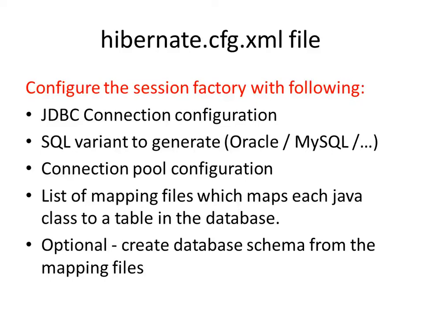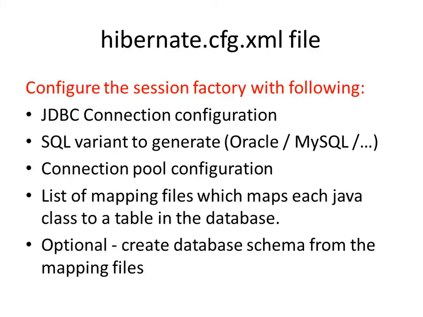I'll come to that a little later, with the following information. The JDBC connection configuration: what is the JDBC URL, what is the JDBC username, JDBC password? That is the JDBC connection configuration information. Then the SQL variant to generate. Do you want to generate SQL for Oracle? Do you want to generate SQL for MySQL? So this is where portability comes in. In this configuration file, you specify which database you are using, and Hibernate will generate the SQL for that database. Then if you are using database connection pools, you can configure those connection pools as well.